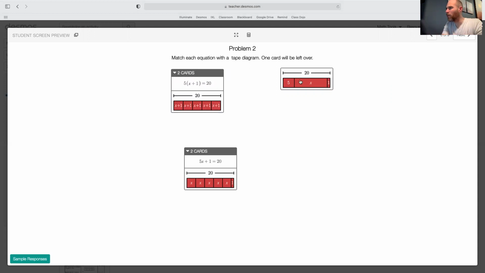This one would be like, I've got a 5 separately, right, in its own box, then plus 1 singular x, and then plus a 1. So this would be 5 plus x plus 1 equals 20. That doesn't go with either of those equations.